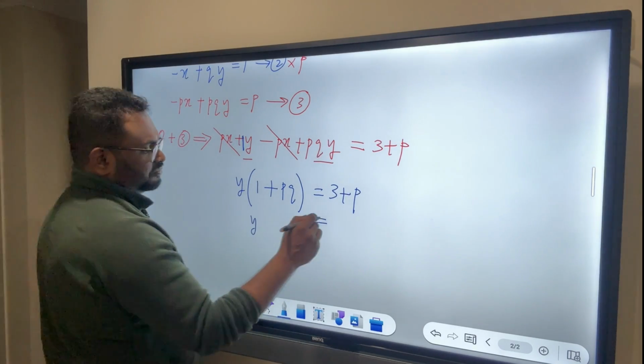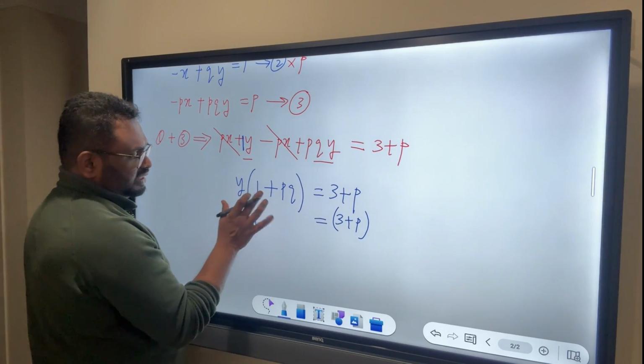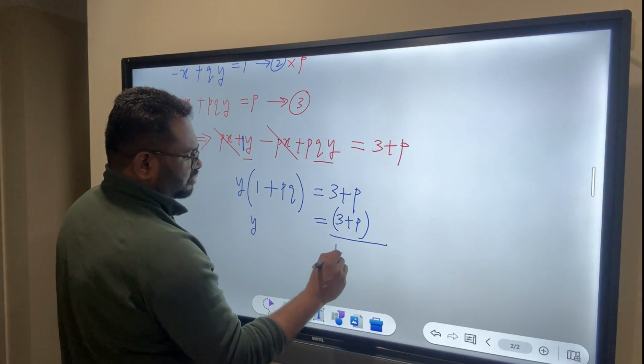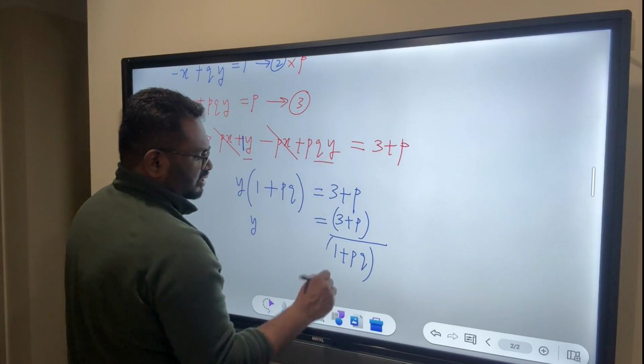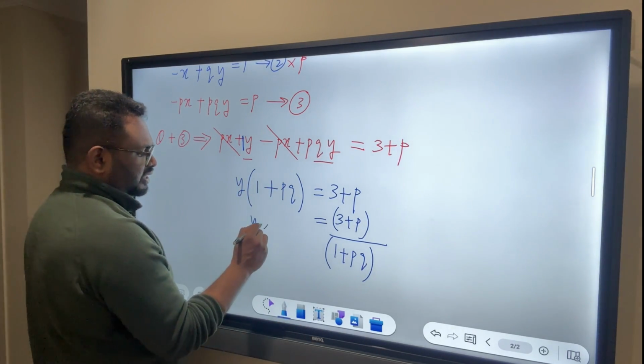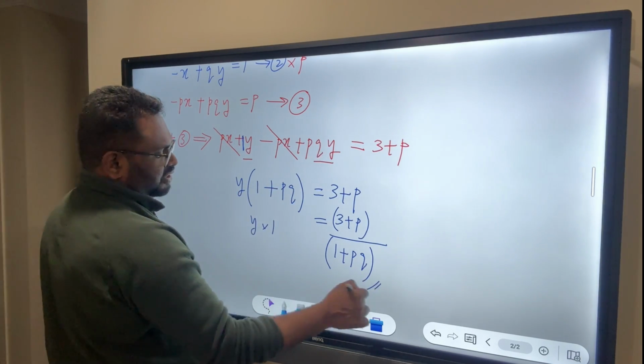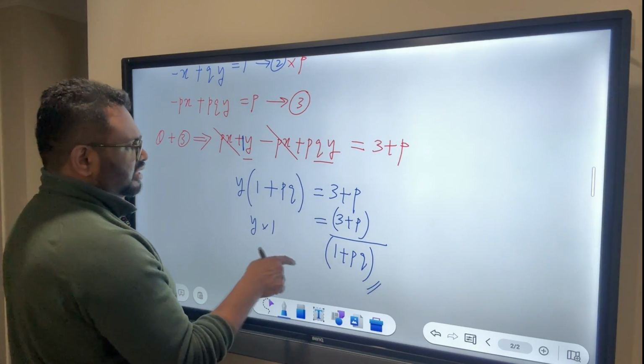Now you need to subject y, so you need to find y essentially. So what you're going to do, this is a neat technique. You are going to divide both sides by this bracket, so it's going to be 1 plus pq. If you divide both sides by this bracket, that's going to be 1 here. When you divide this by the same thing, it's going to be 1. So that way you can isolate y.